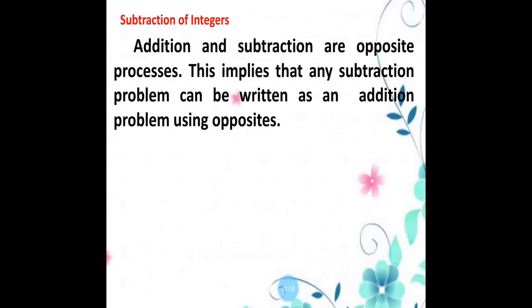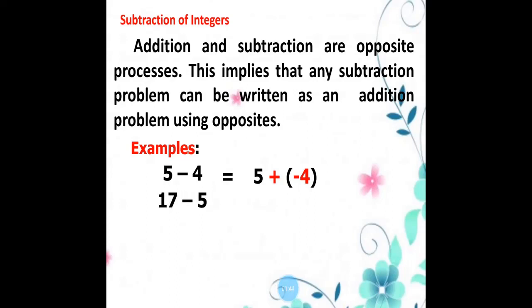So let's have this. Addition and subtraction are opposite processes. This implies that any subtraction problem can be written as an addition problem using opposites. Let's have these examples. First, 5 minus 4 can be written as 5 plus the opposite of 4, which is negative 4. Next, 17 minus 5 can be written as 17 plus the opposite of 5, which is negative 5.